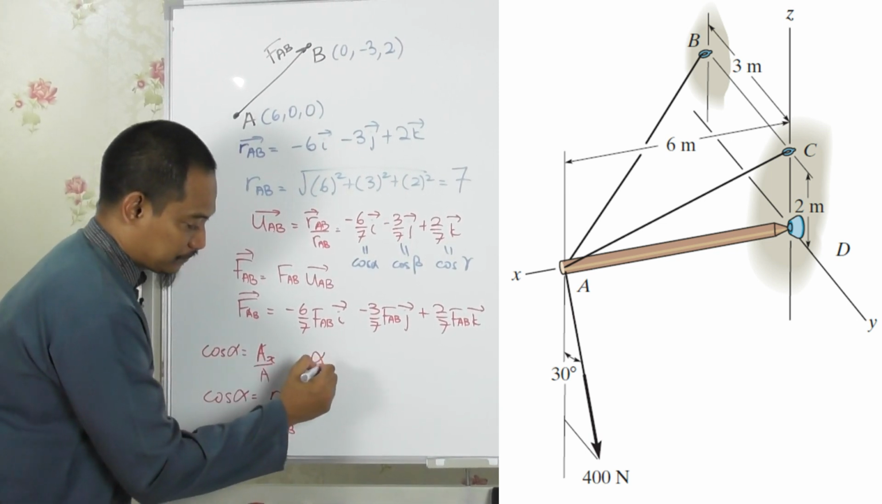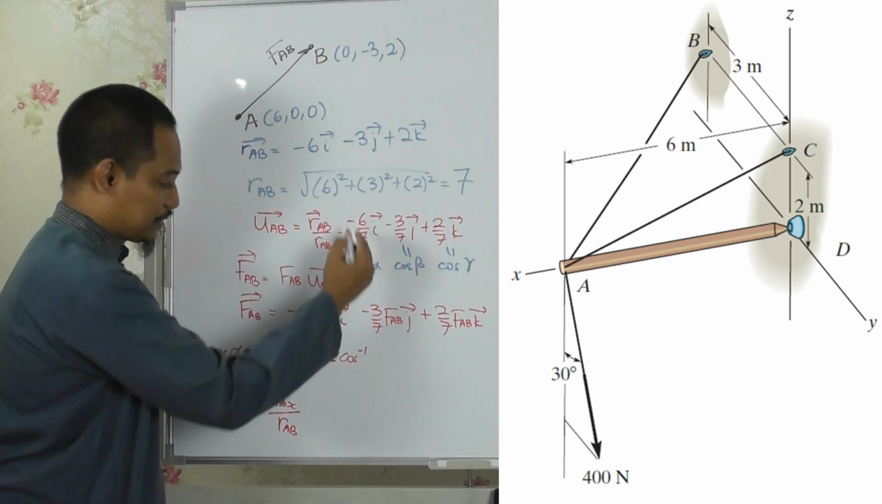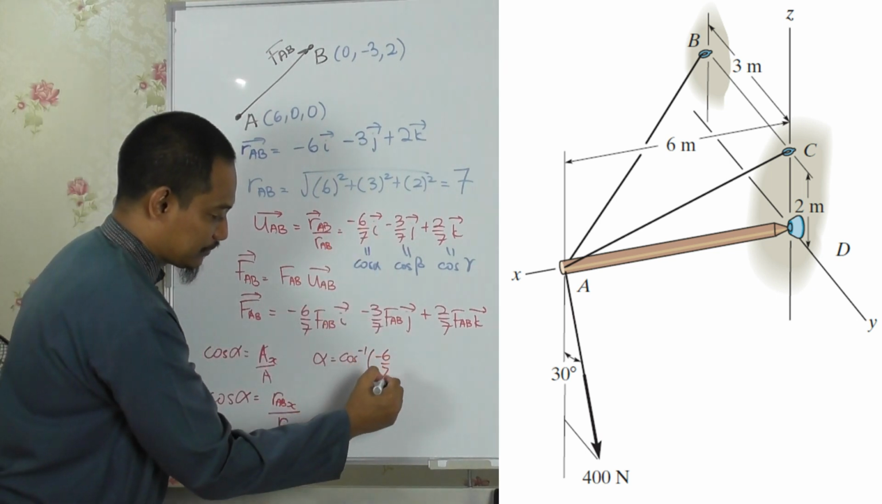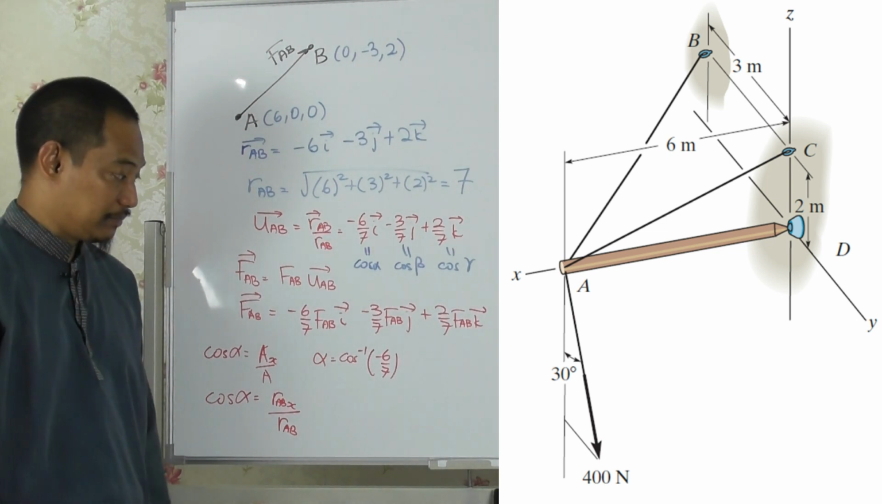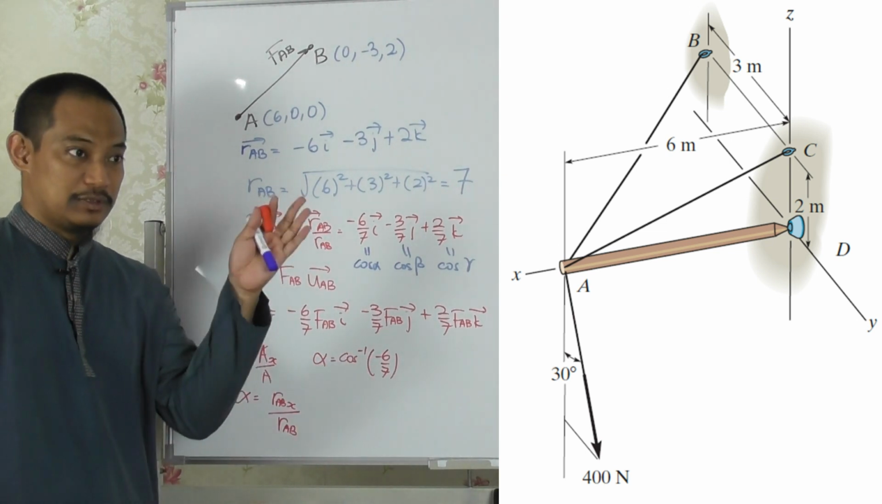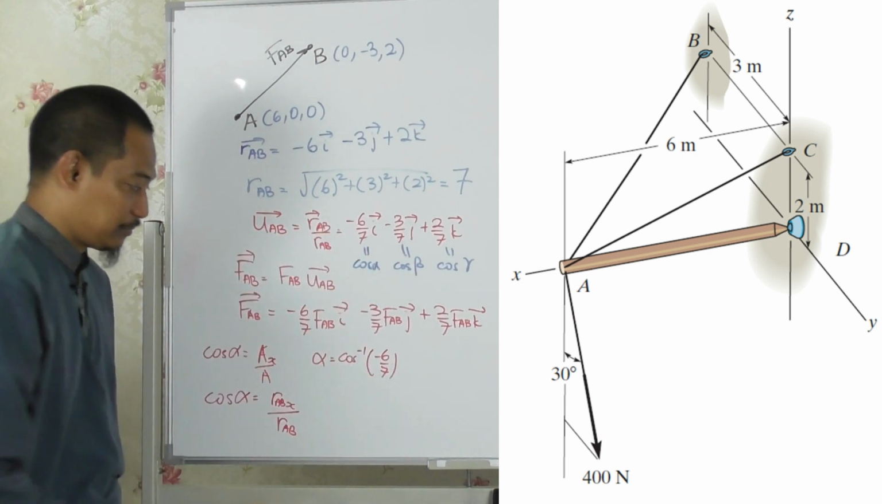Alright, so now how to get alpha, beta and gamma. If you already have the unit vector, then we can straightaway calculate alpha, beta and gamma. That will give you the coordinate direction angles. So alpha will be cos inverse of minus 6 over 7. Make sure the negative sign is included, because it will give you a different quadrant if you use positive or negative. So if it's negative, the negative should be there.